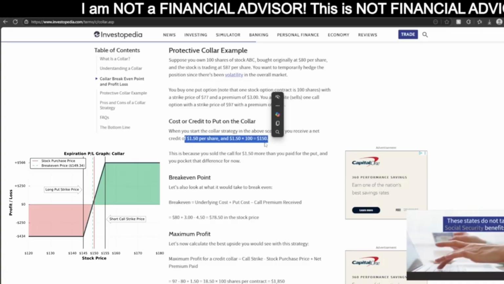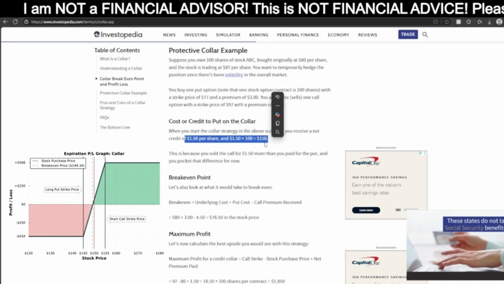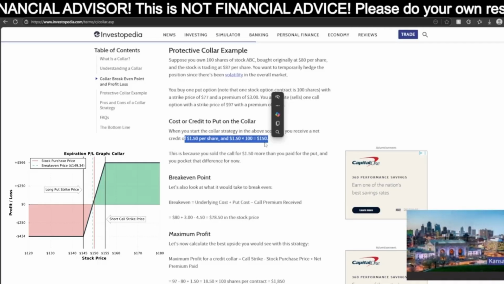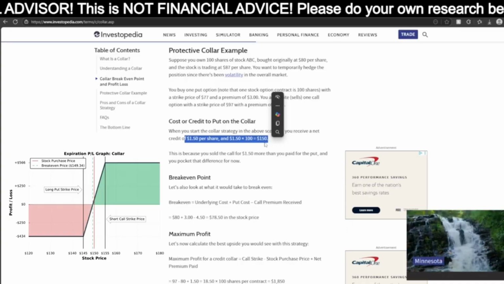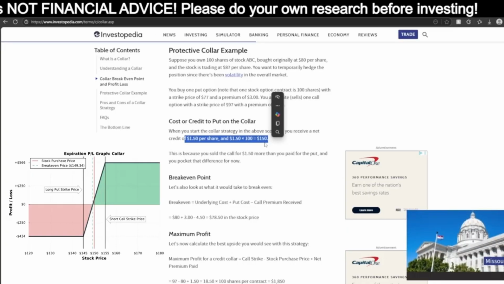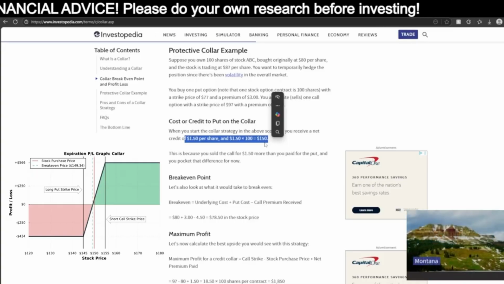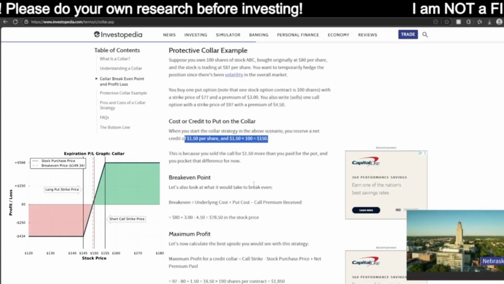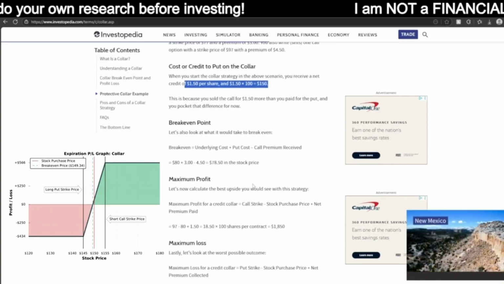If the stock goes up, your shares appreciate in value and your put option obviously loses value. If the stock goes down, the call option that you sold makes money, the put option that you bought makes money, and your shares retain a little bit of value as well. So it kind of protects you in either direction. It's a really good strategy to build into your portfolio if you can do a lot of research behind it.